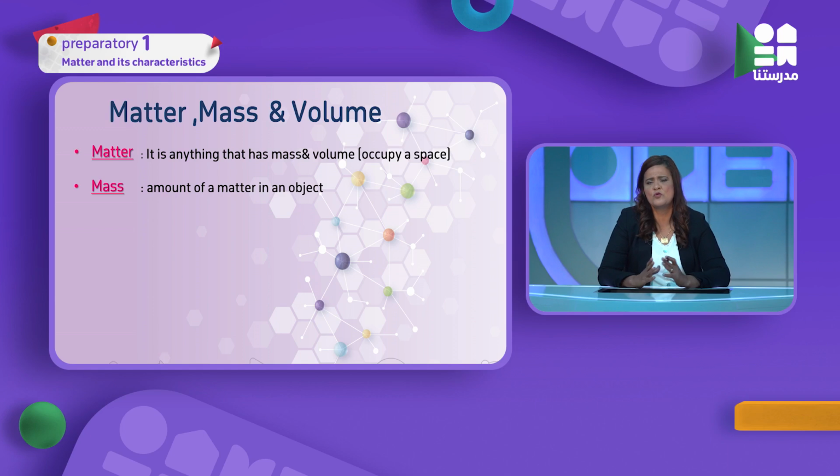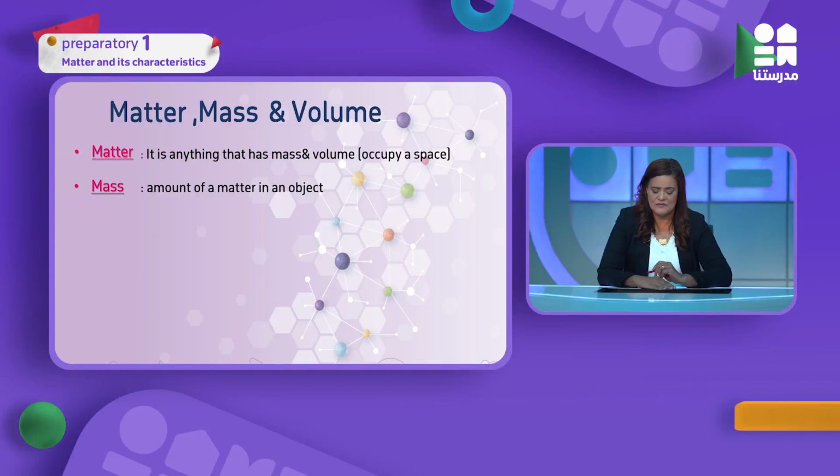Like what? Like a book. Inside the book there are papers. The papers represent the mass of this book. Like what? Like a table made of wood. The amount of wood found inside this table represents the mass of this table. Okay, what about the volume?